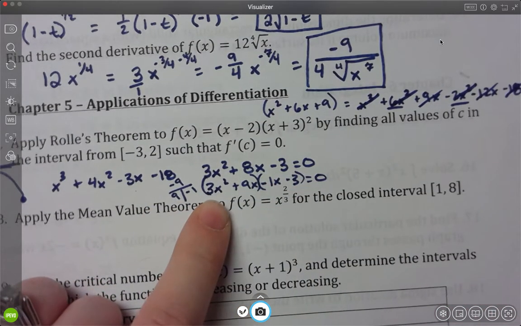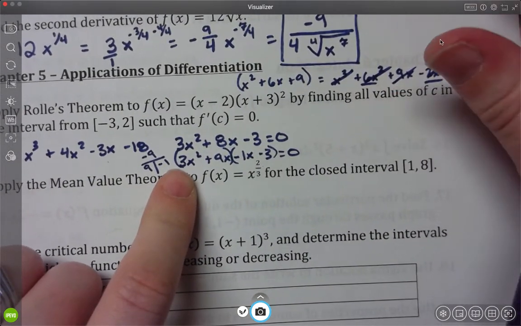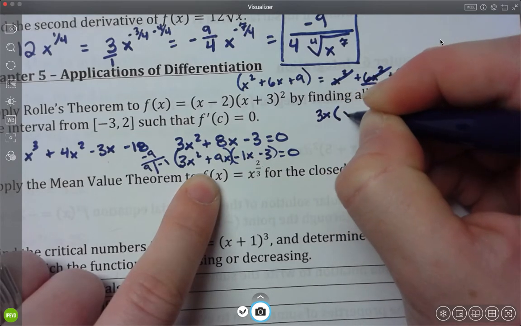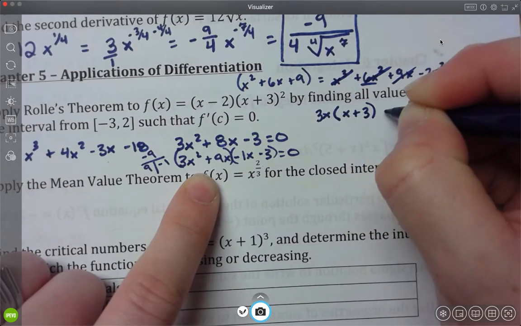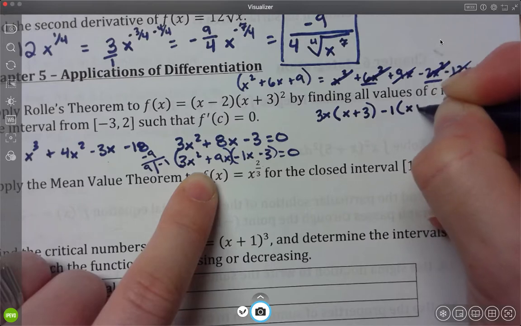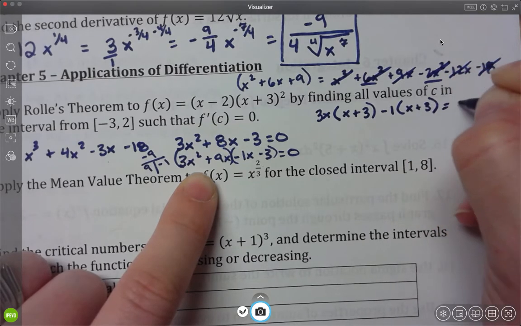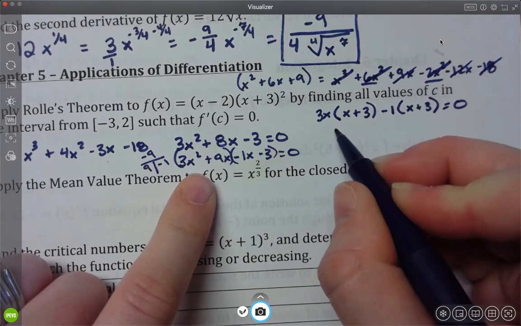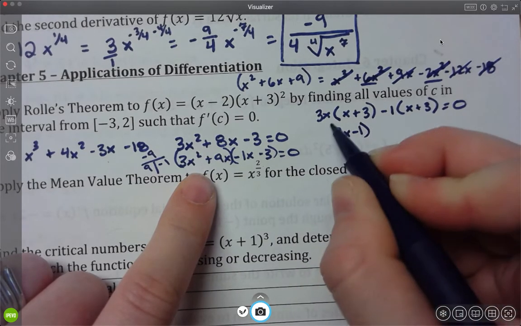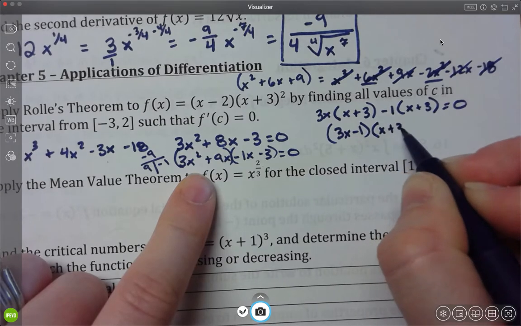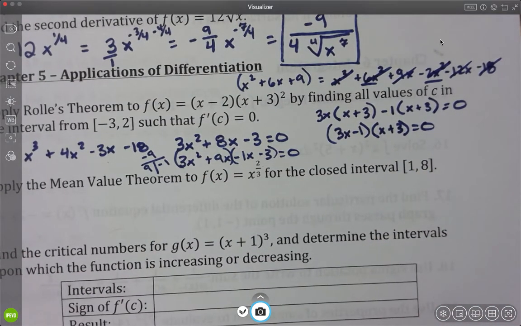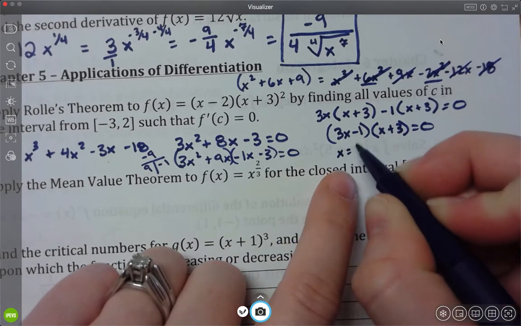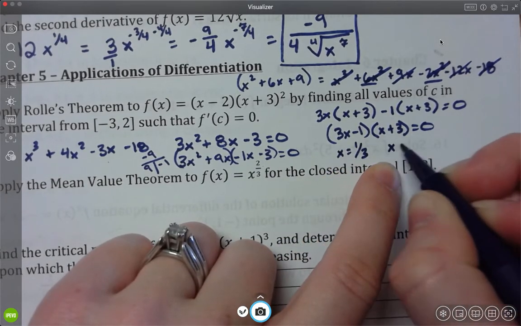Okay, we're getting close to the end here. I want to pull a 3x out, so I'm left with x plus 3, and in the second part I'm going to pull a negative 1 out, and I'm left with x plus 3. My 2 pieces now are 3x minus 1 and x plus 3, and it's equal to 0. So this first piece, if I set it equal to 0, I'll get x equals 1/3. Second piece, I'll get x equals negative 3.